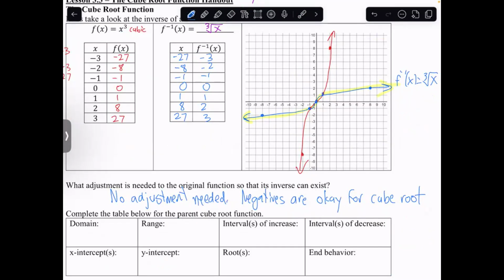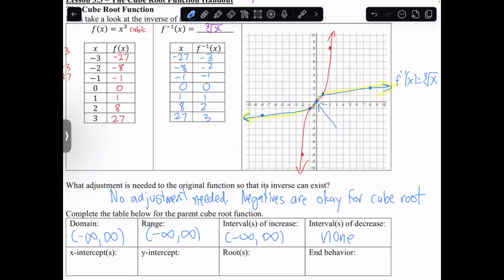Okay, key features. So here the arrows do go forever in both directions. So the domain is negative infinity, comma, positive infinity. Range also goes downward forever and upward forever. Interval of increase. So starting as far left as possible, which is negative infinity, you are walking upward the whole time. So the entire graph is increasing, which means none of it is decreasing. You're never walking downward, you're always walking upward.